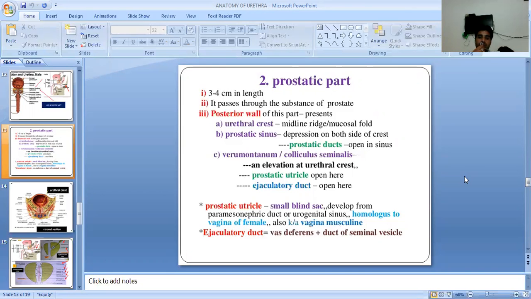Ejaculatory ducts open here. The prostatic utricle is a small blind sac that develops from the paramesonephric ducts or urogenital sinus, homologous to the vagina of the female, also called vagina masculina. The ejaculatory duct is formed by the vas deferens plus the duct of the seminal vesicle.